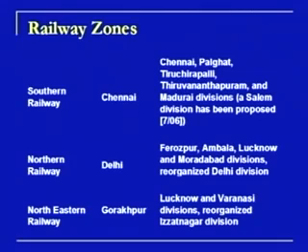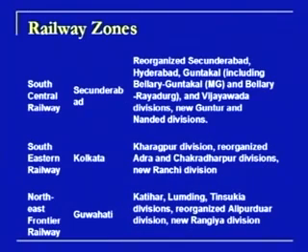Northern Railway has its headquarters at Delhi. The Northeastern Railway has its headquarters at Gorakhpur. The South Central Railway has its headquarters at Secunderabad. The Southeastern Railway has its headquarters at Kolkata, and the Northeast Frontier Railway has its headquarters at Guwahati.